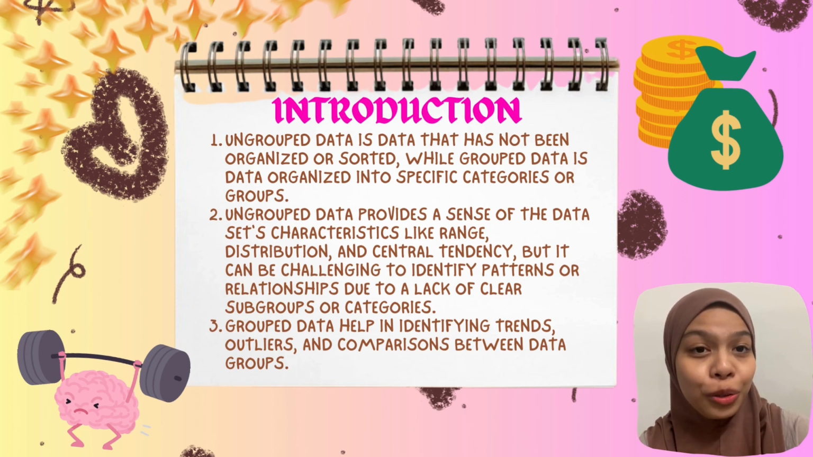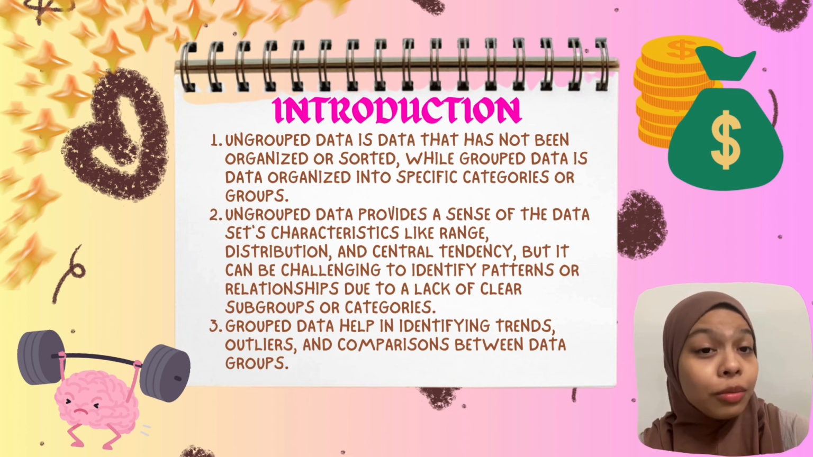Today, we are going to talk about ungrouped data and group data. First of all, do you know what ungrouped data and group data are? Ungrouped data is data that has not been organized or sorted, while group data is data that is organized into specific categories or groups.